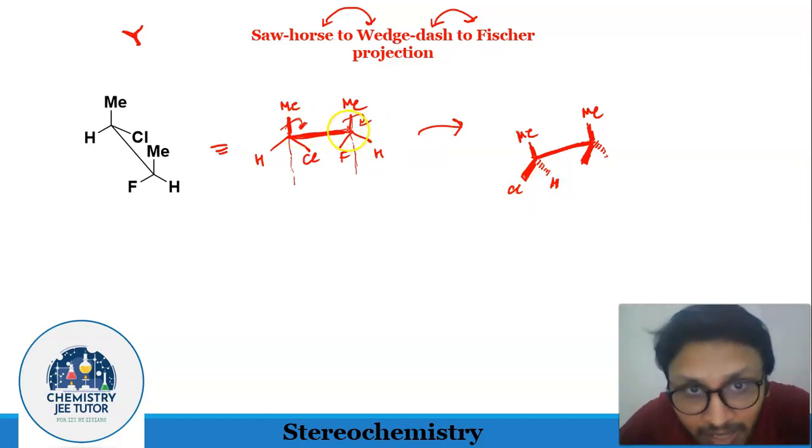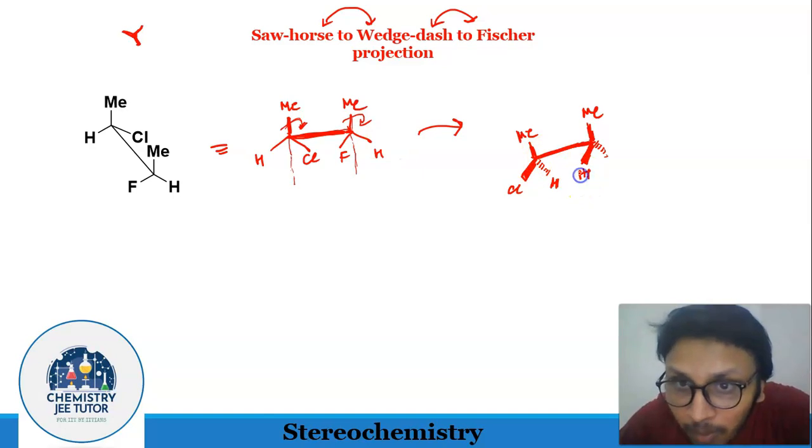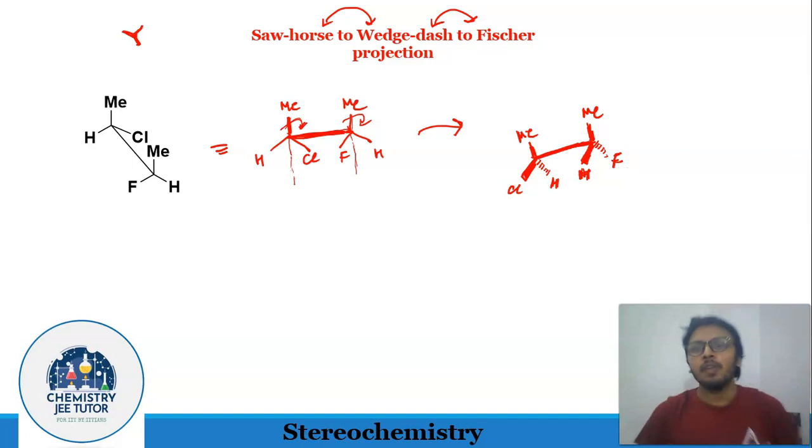Again, what falls on the right hand side in this case? The hydrogen falls on the right hand side, so hydrogen goes above the plane. Corresponding, the fluorine goes below the plane. You have your wedge dash projection.